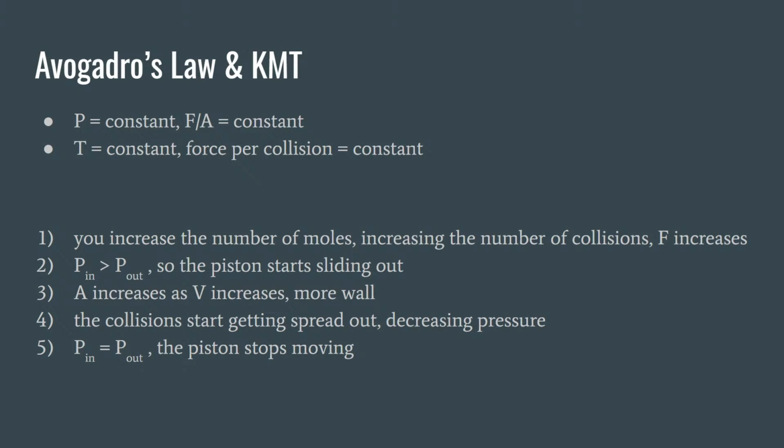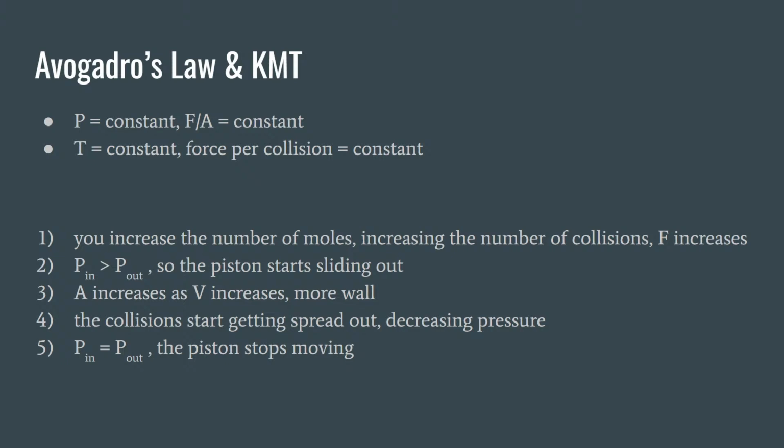So, when you increase the number of moles, you increase the number of collisions, increasing the force. This creates your initial imbalance. The pressure inside the cylinder is greater than the pressure outside, so the piston starts sliding out. This makes more wall available. The area increases, so pressure decreases. The collisions are getting more and more spread out. Therefore, eventually, the pressure inside will be equal to the pressure outside, and the piston will stop moving.